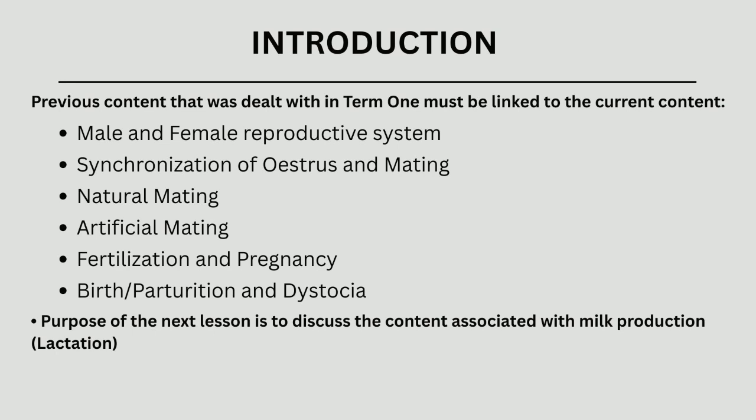Introduction. Previous content that was dealt with in Term 1 must be linked to the current content. Male and female reproductive system. Synchronization of estrus and mating. Natural mating. Artificial mating. Fertilization and pregnancy. Birth/parturition and dystocia. The purpose of the next lesson is to discuss the content associated with milk production, lactation.